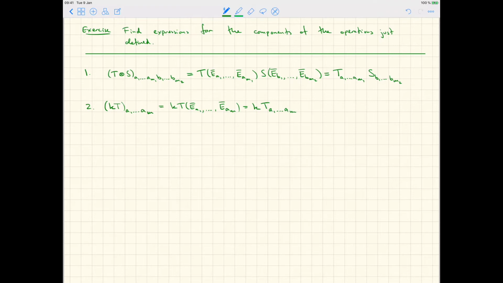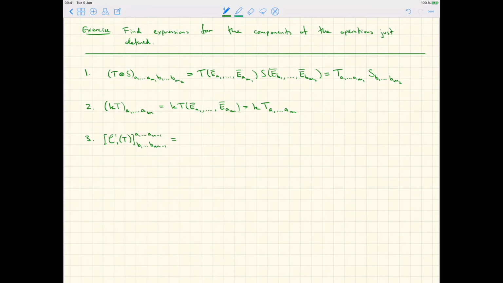Finally, for the 1-1 contraction of the tensor t, it is a type n-1 m-1 tensor, and therefore has n-1 contravariant indices and m-1 covariant indices. We call them a1 through an-1 and b1 through bm-1.